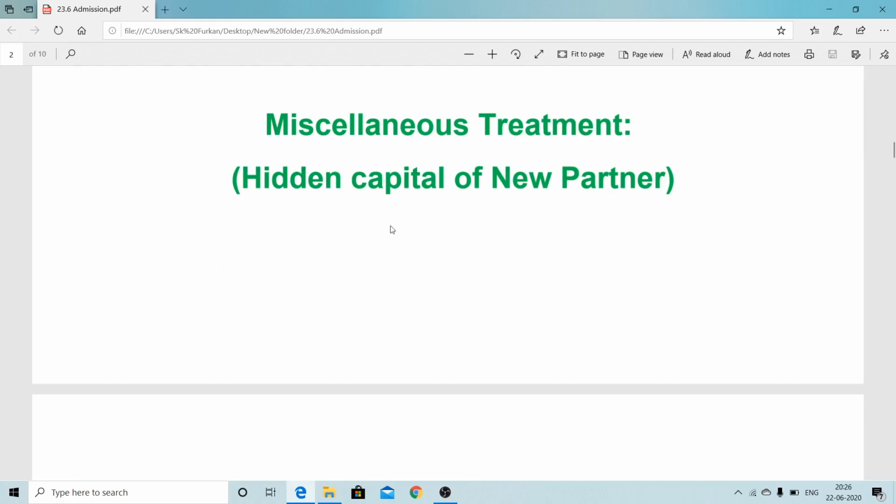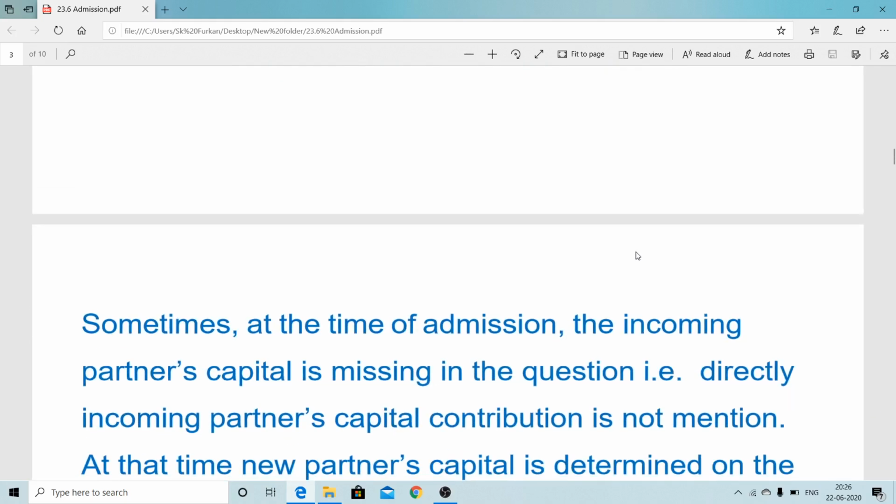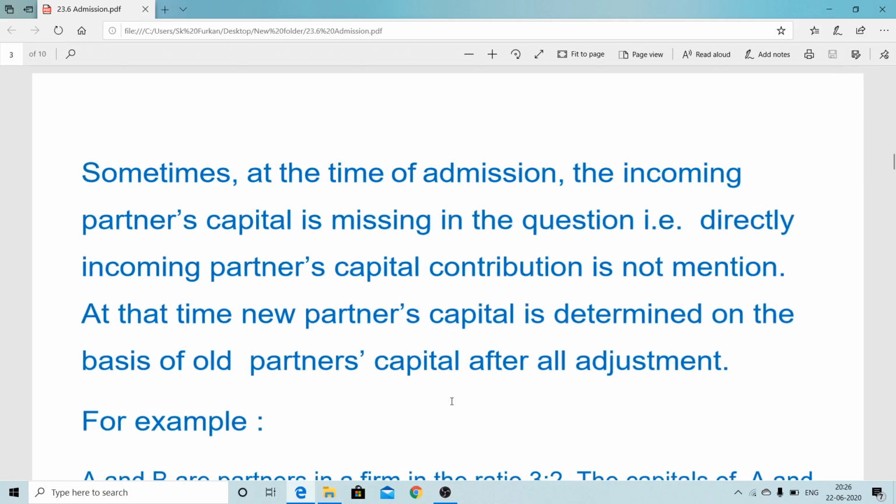Miscellaneous statement: hidden capital of new partner, that is, partner's capital missing. Sometimes at the time of admission, the incoming partner's capital is missing in the question. That is, the incoming partner's capital contribution is not directly mentioned. At that time, the new partner's capital is determined on the basis of the old partners' capital after all adjustments.